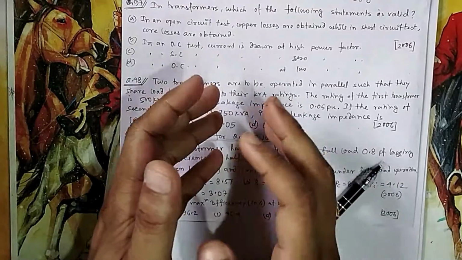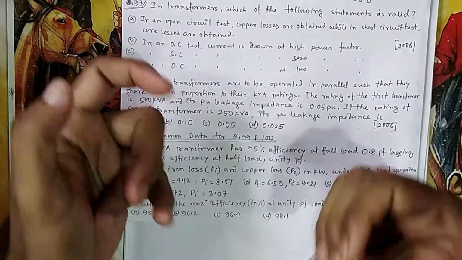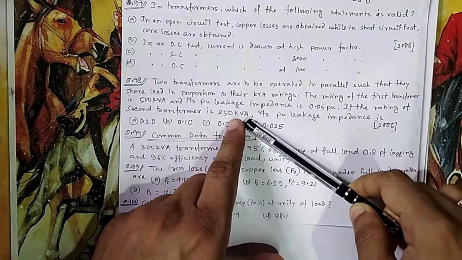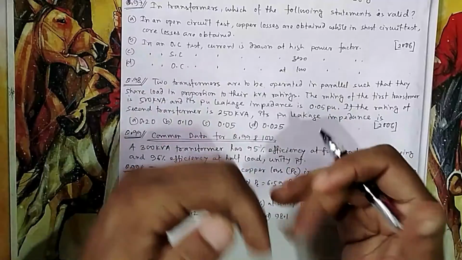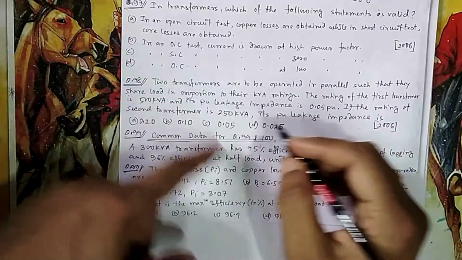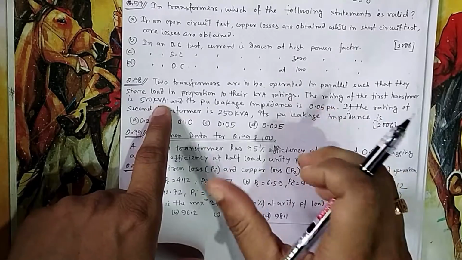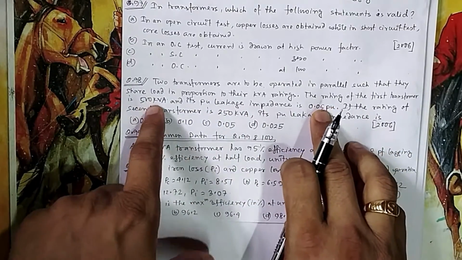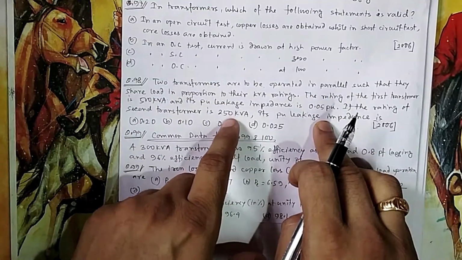To share the load as per their kVA rating, their per unit impedance in their respective bases should be equal. So on 50 kVA if it is 0.05, on 250 kVA also it should be 0.05. That is, the per unit value should be the same on their bases. If you come to a common base, then it may change, but on their own bases, because the absolute value should be the same. So if you find the per unit leakage impedance for this one, it will be 0.05 on the basis of this. That should be the same as here also.